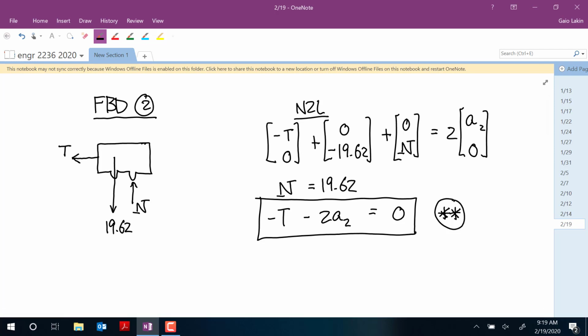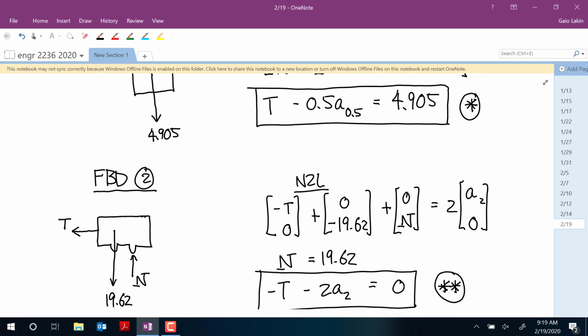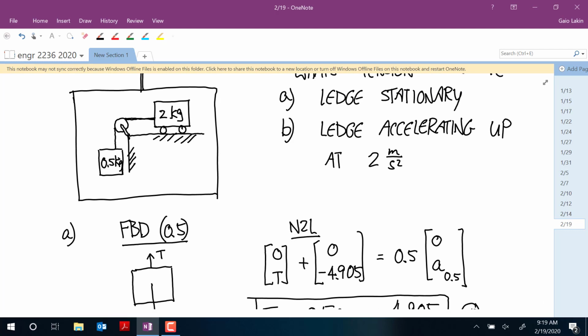All right, so now can we solve this as a system of 2 equations? No, because what we still have is these 2 different accelerations. But if you look at this problem, you recognize that those accelerations aren't independent of each other. So think about what happens if this 2 kilogram moves an inch in the positive x direction. What is this going to do? Moves up an inch.